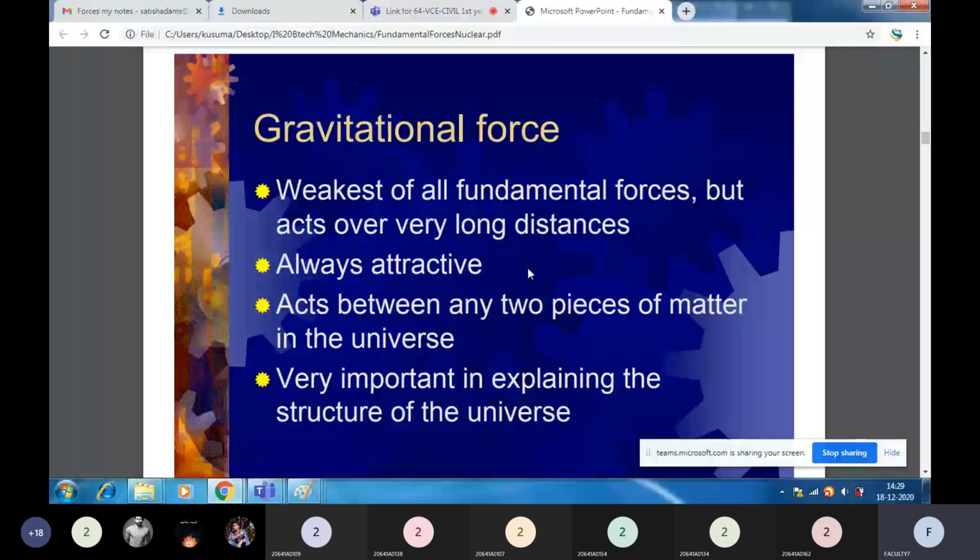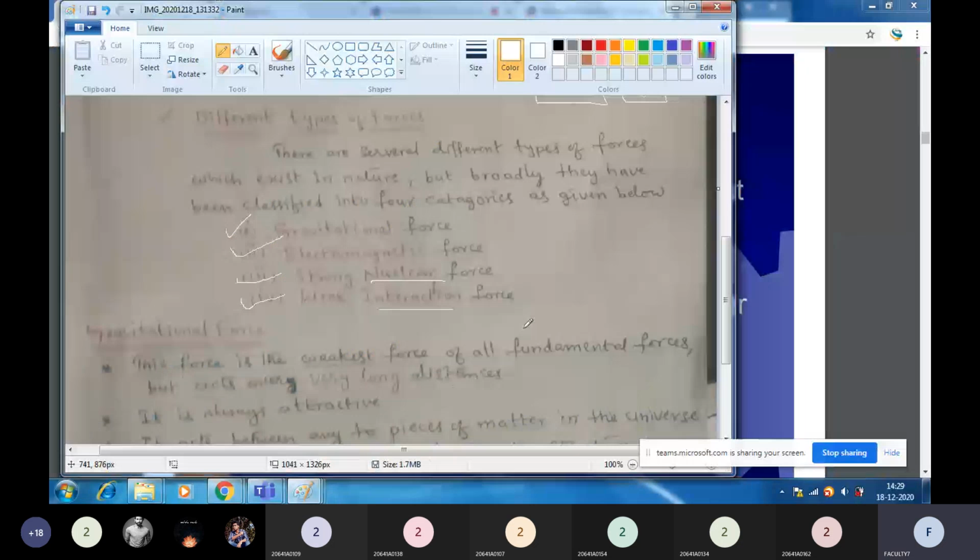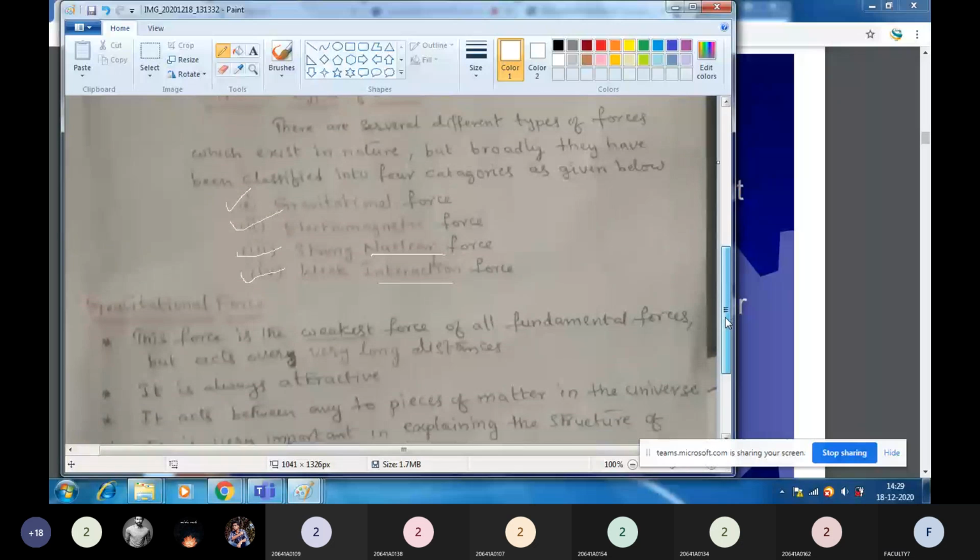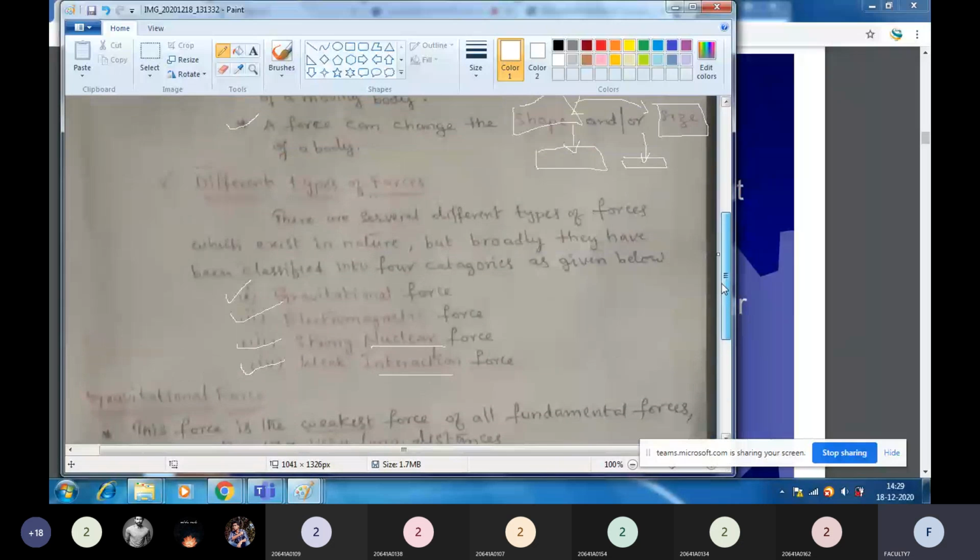Now let us go with the notes we had in your notes. Let us see some extra points. Here I'm giving the notes in this sequence. What is the reason? In your textbooks you will see gravitational force, next electromagnetic force, next strong nuclear force, and the last one will be the weak interaction force or weak nuclear force. That's why I changed the sequence. But actually, which one is stronger?